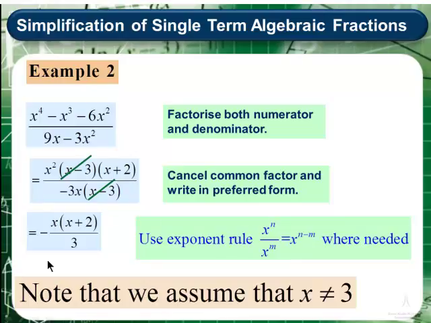So finally, in the simplified form, the original expression reduces to minus, in brackets, x plus 2, multiplied by x in the numerator position, divided by 3, as indicated on the screen.